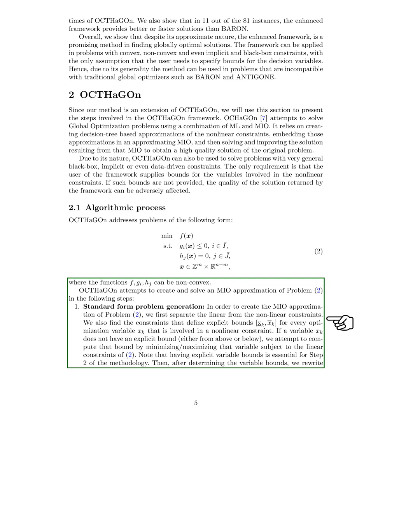1. Creating a standard form problem. We first separate the linear and nonlinear constraints. We also identify the constraints that set clear limits for every variable involved in a nonlinear constraint. If a variable doesn't have a clear limit, we try to calculate it by minimizing or maximizing that variable, subject to the linear constraints. Having clear variable limits is crucial for the next step.